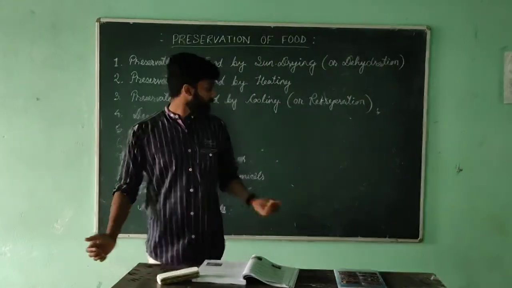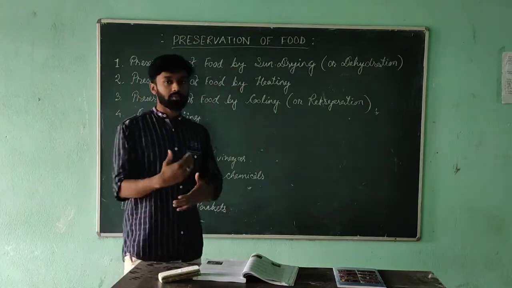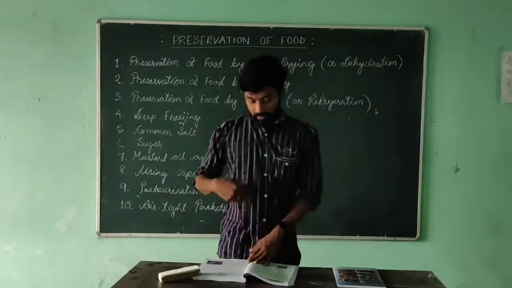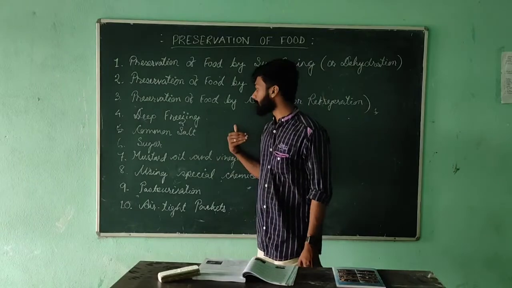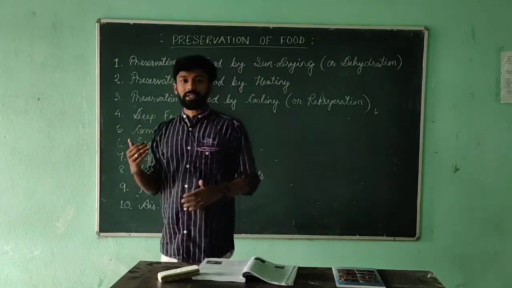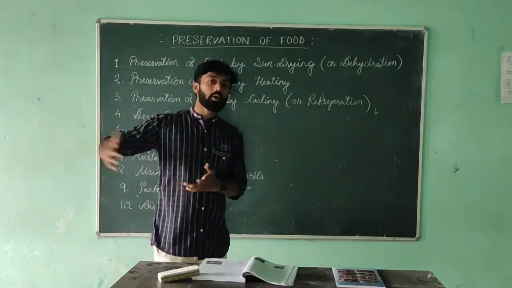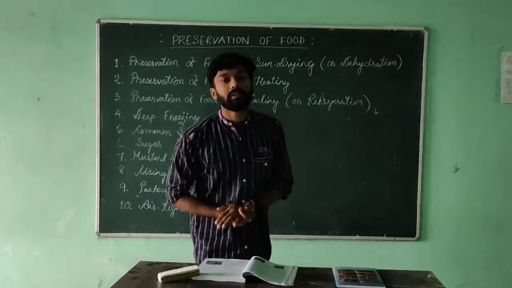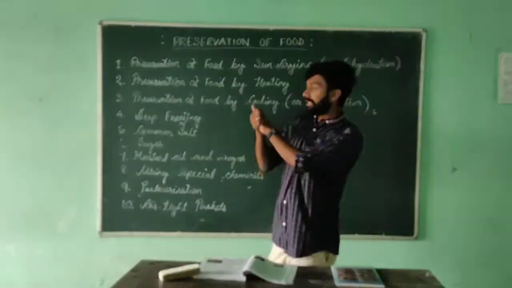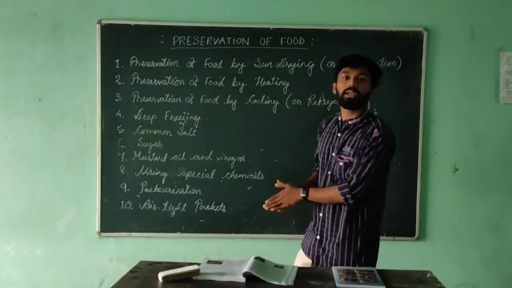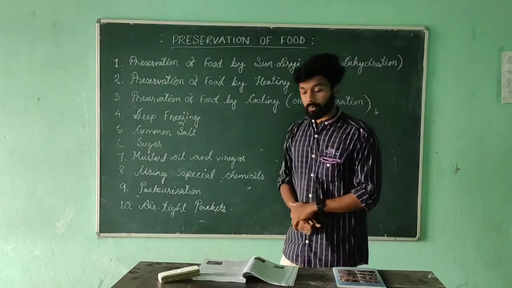So airtight containers and airtight packets are used for preserving food. These are the methods for preservation of food. Preservation means we have to protect the food from the outside, or protect the food from being infected by bacteria. So these are the steps, or the ways, how we are protecting the food.